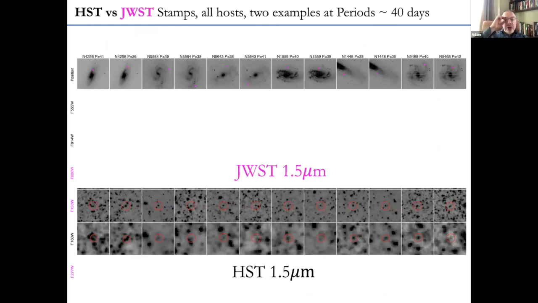And this is what I really want to focus on, is just comparing JWST and HST at the same wavelength and really pretty much the same filter. So you're seeing the same scenes, but at much, much higher resolution with JWST. And this is really a dramatic improvement in our ability to measure really precise photometry of these Cepheid variables. And this is really the crux of what I'm going to talk about now going forward, is the improvement in the precision.